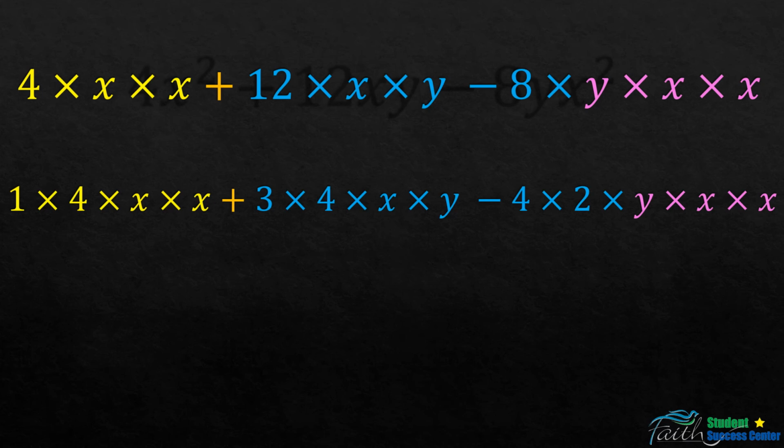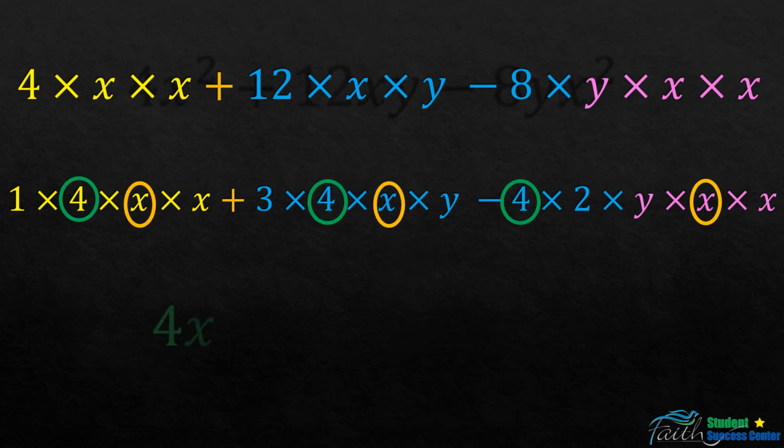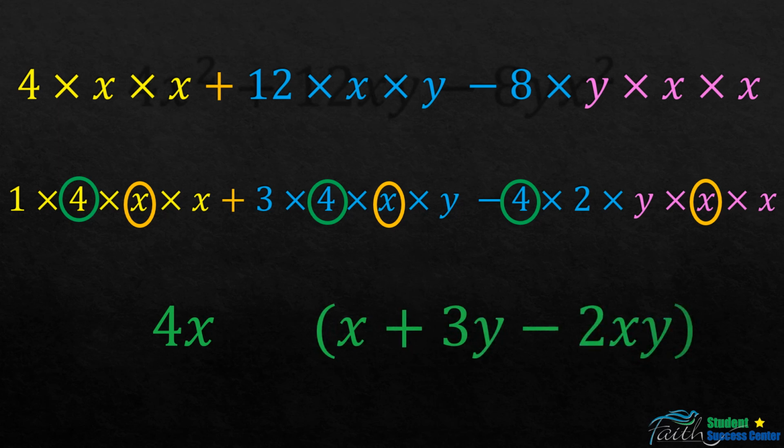Then we're going to look amongst the terms for the common factors. So we have a 4 in each of the terms, and we also have an x in each of the terms. So our highest common factor will go outside of the bracket, which is 4x, and our remaining factors will go inside of the brackets. So we have an x remaining for the first term, we have a 3 and a y remaining for the second term, and we have a 2, a y, and an x remaining for the last term. So this will be the factorized version of our expression.